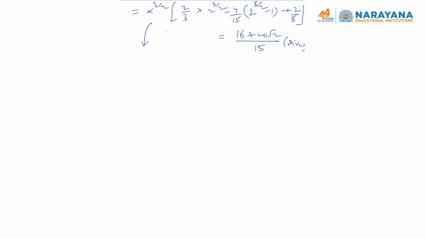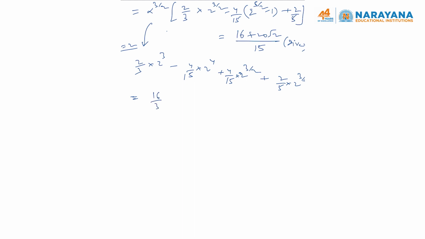If alpha is 2, so 2 to the power 3 by 2 you will get, that you will multiply with this one. So if alpha you take as 2, so 2 by 3 into 2 to the power 3 by 2, so it becomes 2 cube actually, minus 4 by 15 into 2 to the power 4 actually, 4 by 15 into 2 to the power 4, minus, plus 4 by 15 again, and 2 to the power 3 by 2, and plus 2 by 5 times 2 to the power 3 by 2.